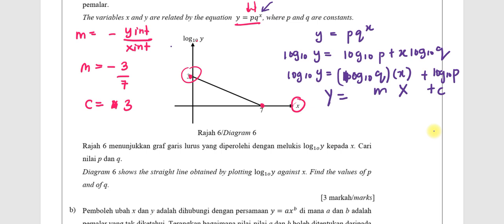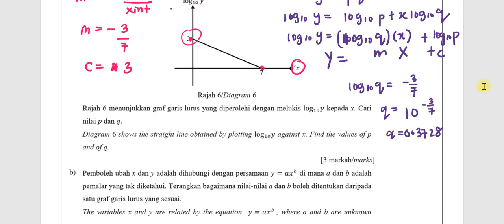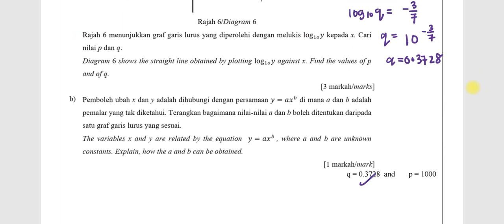Okay, so log 10q equals your gradient. Gradient is negative 3 over 7. So q equals 10 to the power of negative 3 over 7. When you calculate that, you'll get q equal to 0.3728, which tallies with this.